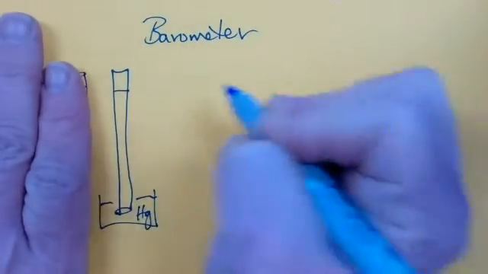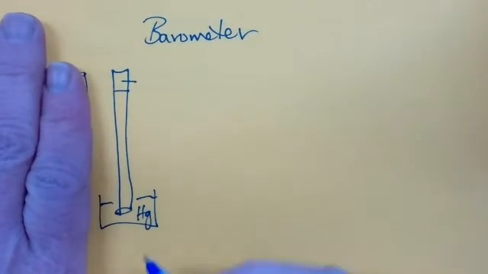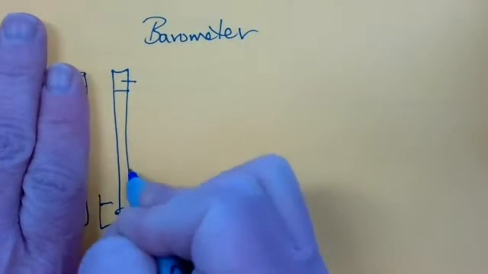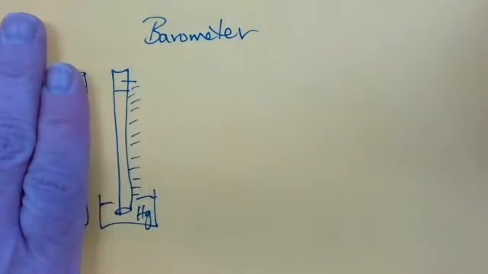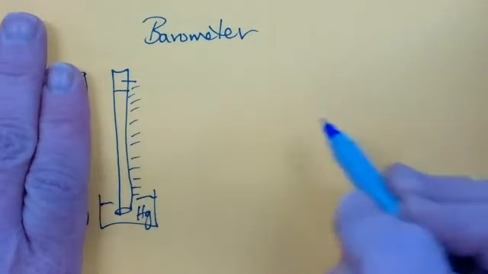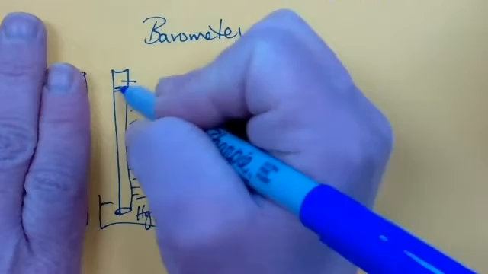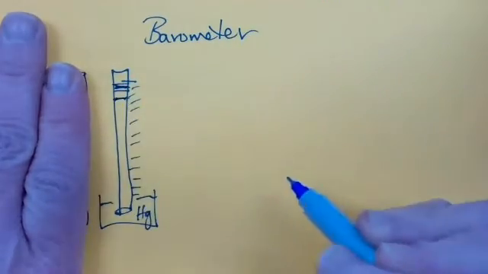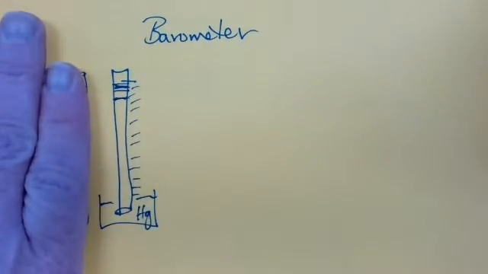There's nothing above it. This is a vacuum. And we put graduations. And from one day to another, we measure the height of the mercury. And the mercury level rises and it falls. Well, what is in control of that mercury height in the tube?